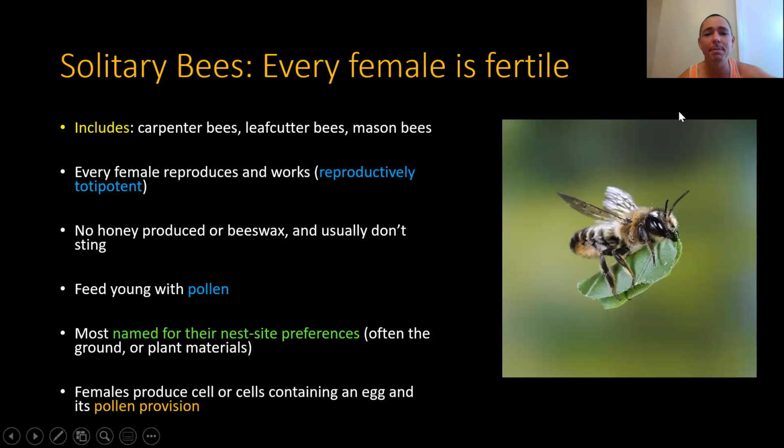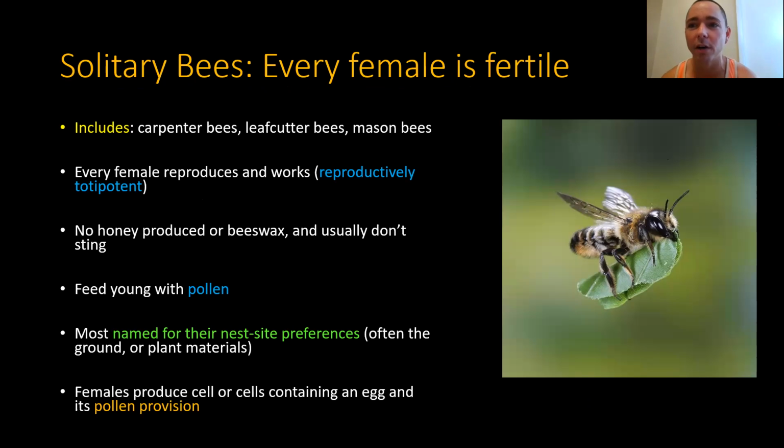All right, solitary bees. This is almost all the material you're ever going to hear about solitary bees. You almost never hear about them ever again in your life. That is a leaf cutting bee over to the right here. So carpenter bees, leaf cutter bees, mason bees. So every single one of these females flying around is reproductively totipotent.